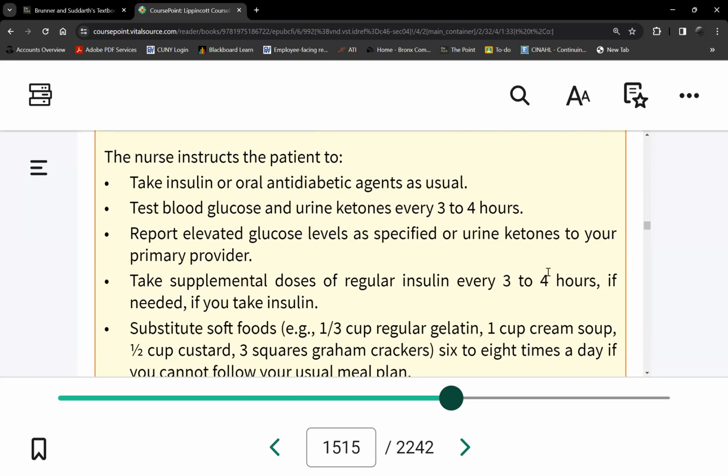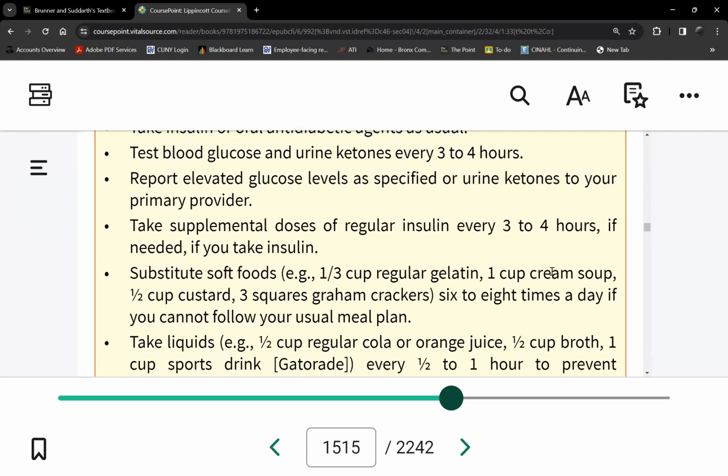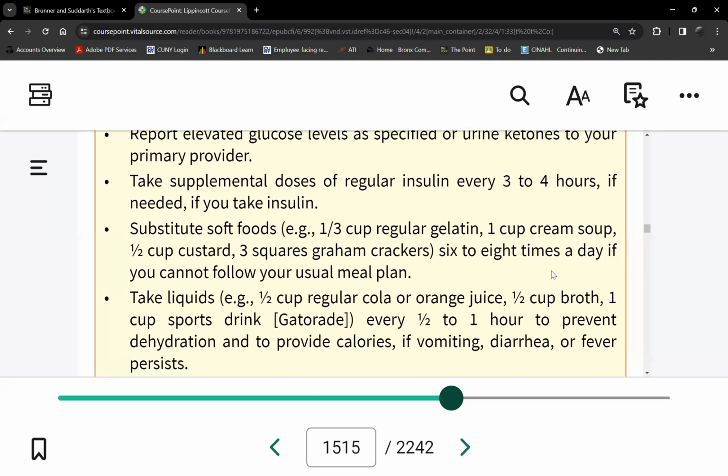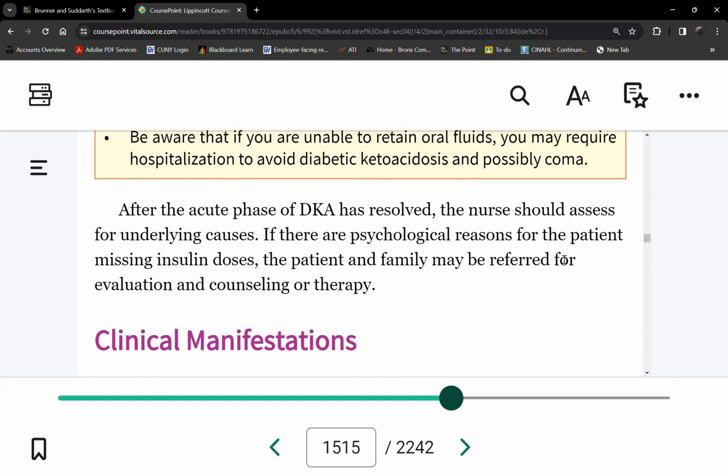So here is again a summary. This is chart 46-9. It tells you how often they check, what to do, including staying hydrated and when to finally call the hospital. So, nicely put chart.